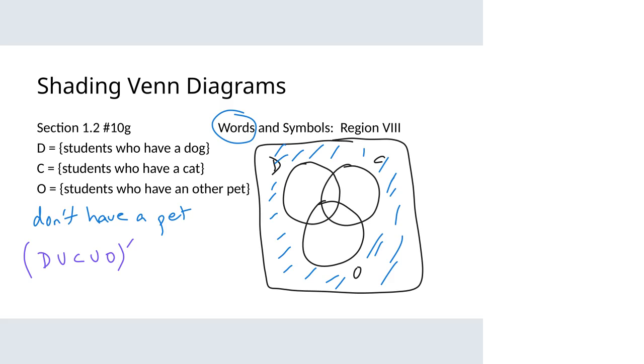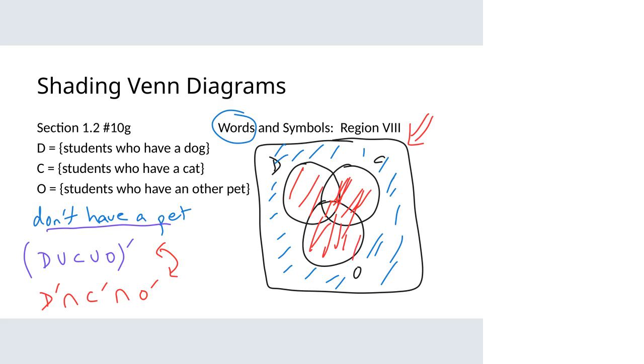The other way to shade this one, and this might lean into what Courtney was saying earlier, is you could say, all right, they don't have a pet. So what that means is they don't have a dog, and they don't have a cat, and they don't have another kind of pet. That works too. If you were to draw these two pictures, they're exactly the same, and they're the picture we're looking for. Sometimes I look at it from the standpoint of, hey, could I get there using the complement? Because coloring in these circles is easy enough. That's D union C union O, and then all I need to do is take the complement and I'll get what's outside.